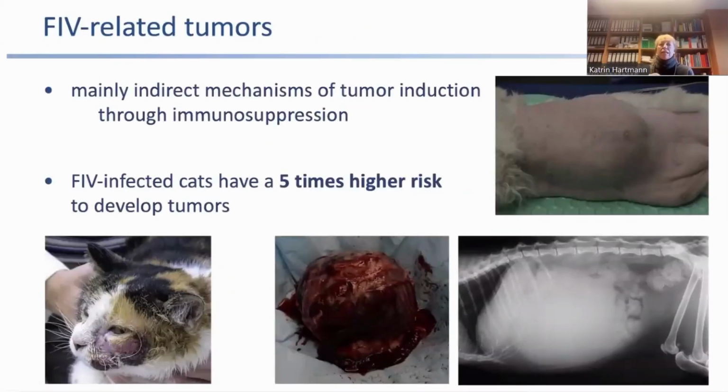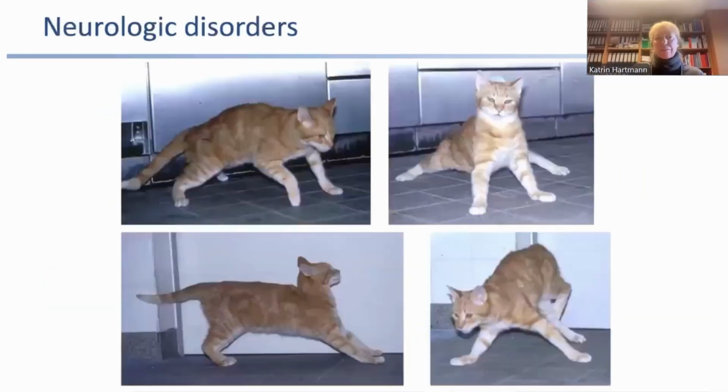And because the cats are immunosuppressed, these cats also have a certain higher risk of tumor development. It's known that there is about a 5 times higher risk to develop tumors compared to non-FIV infected cats. And only sometimes, cats with FIV infection can develop neurological disorders. But this is really rare. Usually, secondary infections are more responsible for neurologic signs in FIV-infected cats.